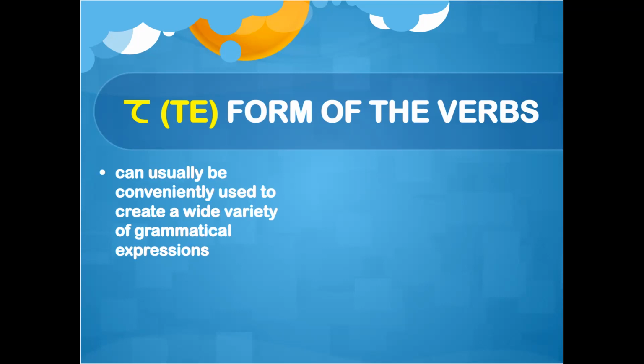So let us say, for example, the sentence, I am eating. I is watashi. Am eating is in the progressive form. Therefore, it should be in the te form of the verb. So, watashi wa tabete imasu. Tabete, that's the te form of taberu, which means to eat, and you add imasu. Tabete imasu.